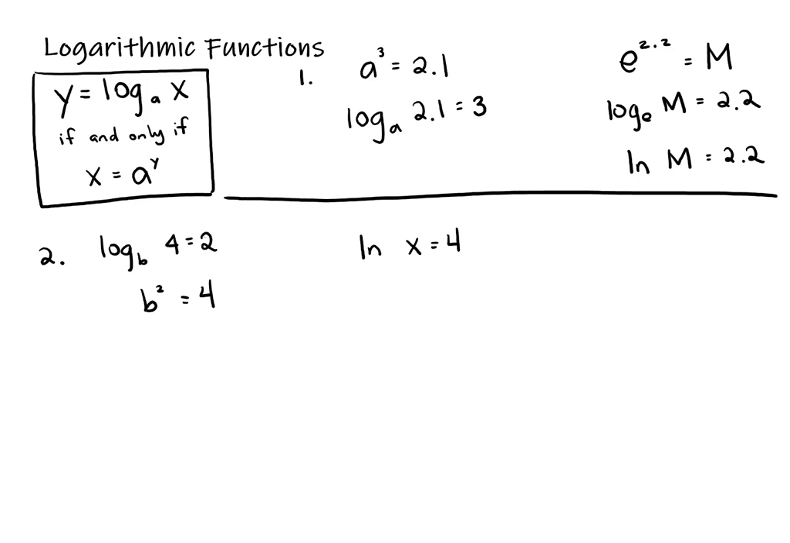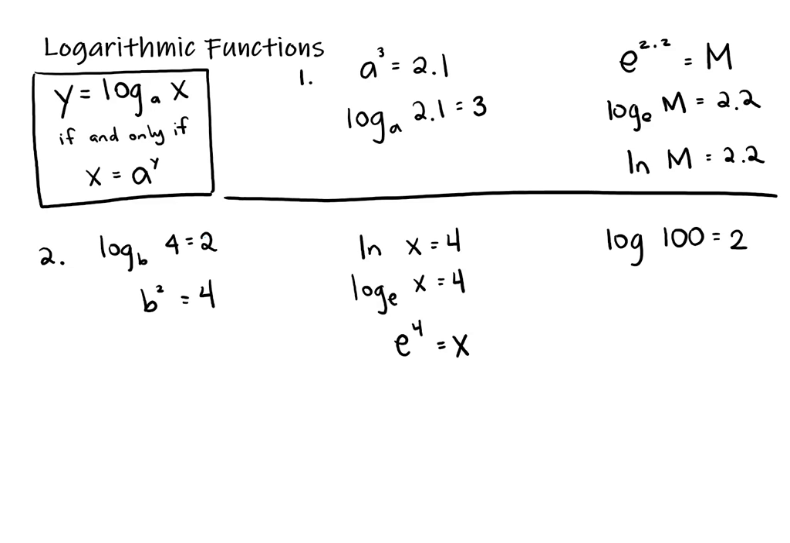The next question says ln of x is equal to 4. I'm going to rewrite that as log base e of x is equal to 4. You don't need to write that. You should just think it really, but I want to write it down so you know what I'm thinking. The base of this logarithm is e, so then the base of the exponent will also be e. So I'm going to write e to the 4th is equal to x.